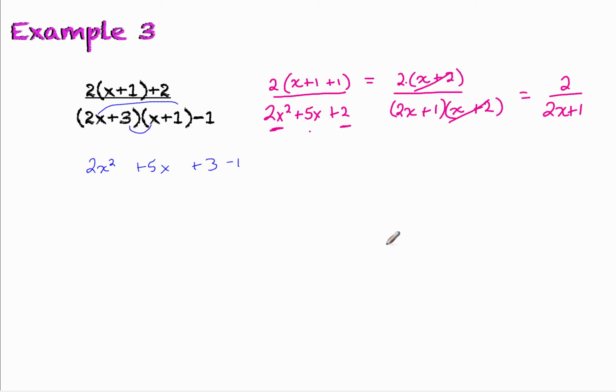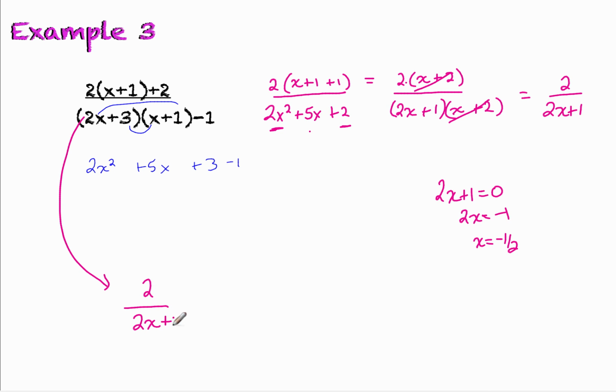Now I have to figure out, well, what would x make a 0 on the denominator? So in other words, 2x plus 1 would equal 0 when that x is -1/2. So my final answer would be, this reduces down to 2 over 2x plus 1, but x cannot equal -1/2. It can equal any other number in the world, but never -1/2.